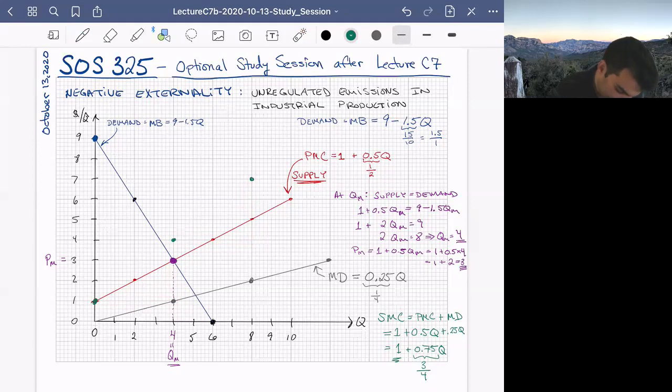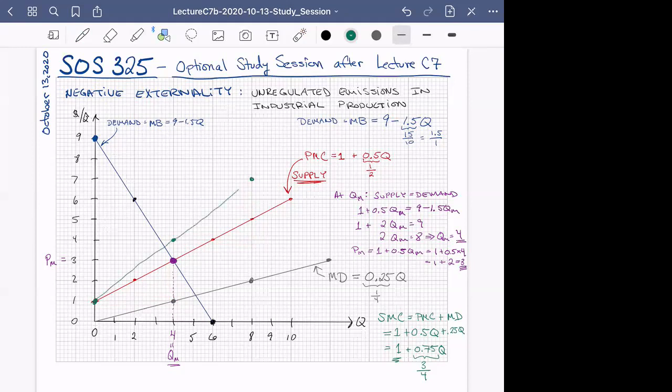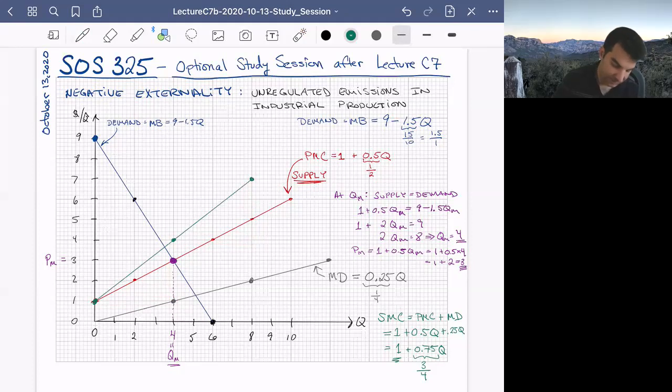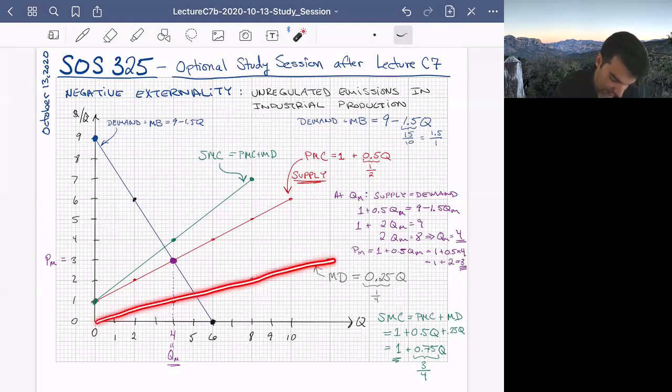Then I can connect those like that. And that there is the societal marginal cost, which is equal to the PMC plus the MD. Graphically, that should look like this line added on top of this line, so you can think of this little bit of damage here being added on top of this damage.